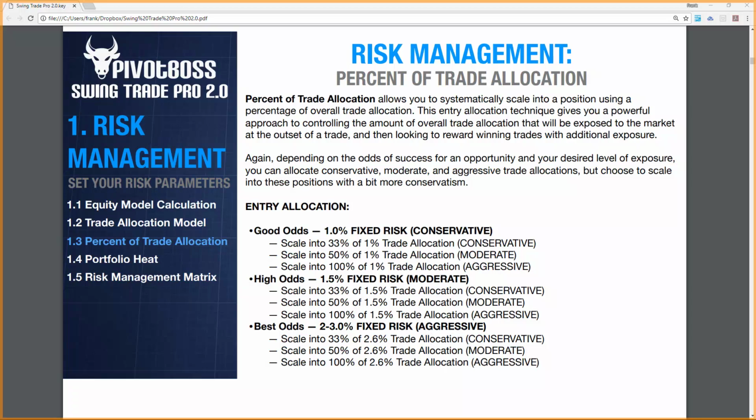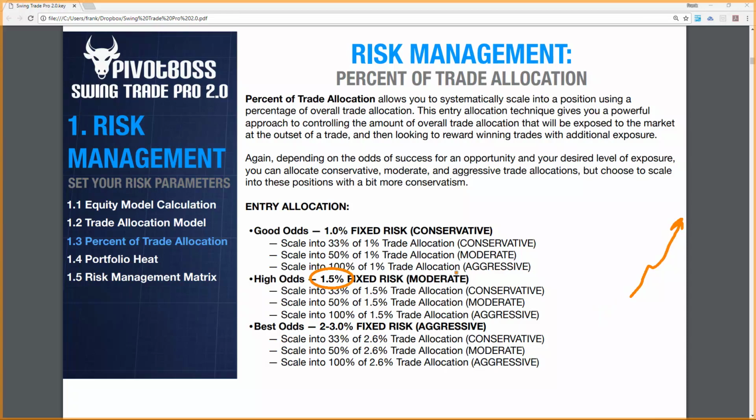I'll let you know what I mean here. For the most part, if you are going to enter a trade, say I'm going to enter a trade with 1.5% fixed risk. I think it's a high odds trade that will go higher, but maybe the market is in the midst of a pullback, or maybe there might be some headline risk coming out. Maybe there's something that you see ahead that makes you want to approach this a little bit more conservatively.